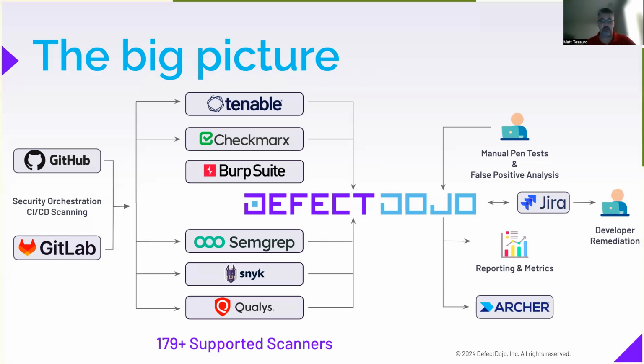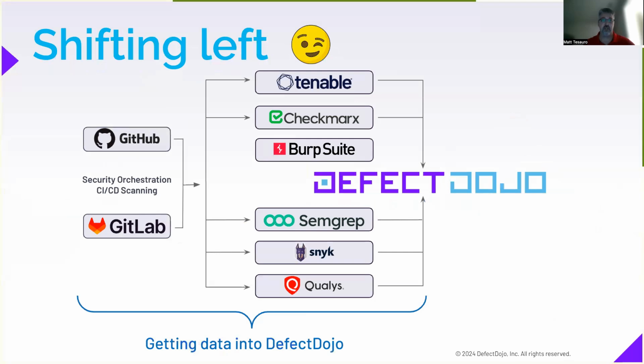So in this particular talk, what we're really going to do is shift left, wink, wink. We're going to talk about the left side of this chart. We're going to talk about how we get data into DefectDojo, what your choices are, what some of the options are, all those things that make hopefully your life slightly better.